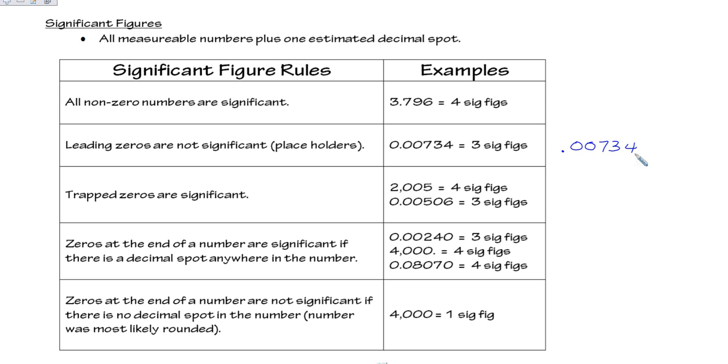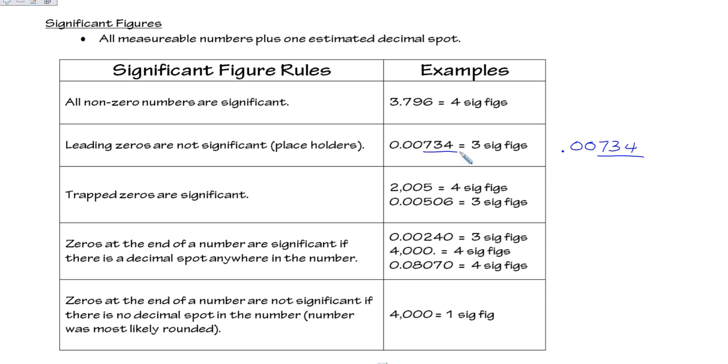So we want the measured numbers, not these placeholders. So those leading zeros are not significant. Just these last three, the 7, 3, 4. Those are measured numbers. So any zeros that start off a number, whether they're before or after the decimal spot, in the beginning of the number, those are leading and they are not significant. They were not measured. Trapped zeros are zeros, obviously, like within the middle of a number. They're trapped between non-zero numbers. And often these don't cause too much concern.